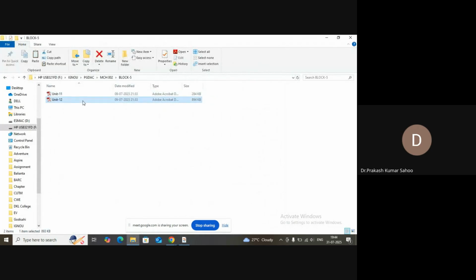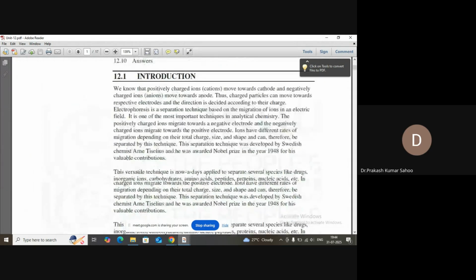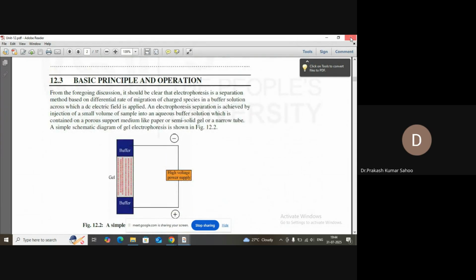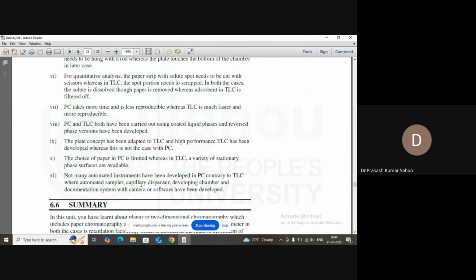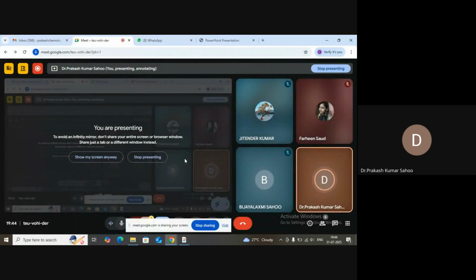At the end, we have the last unit, which covers electrophoresis, that is electromigration of different ions towards their respective electrodes. We will have that discussion also. This is electromigration. So for today's class, if anyone has any doubt related to paper chromatography or thin layer chromatography, you may ask, or else you can wind up the session.